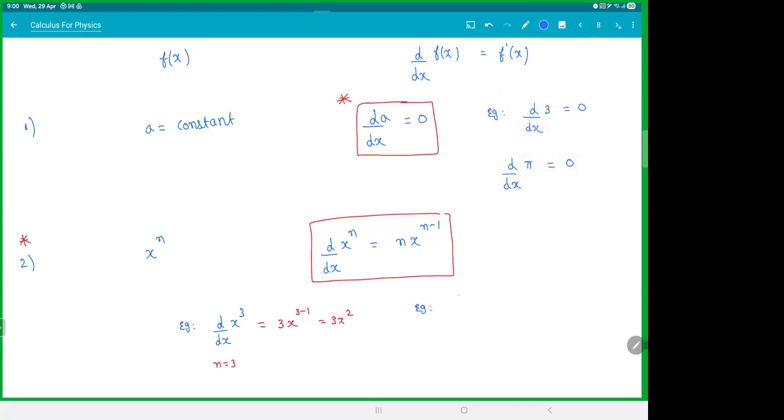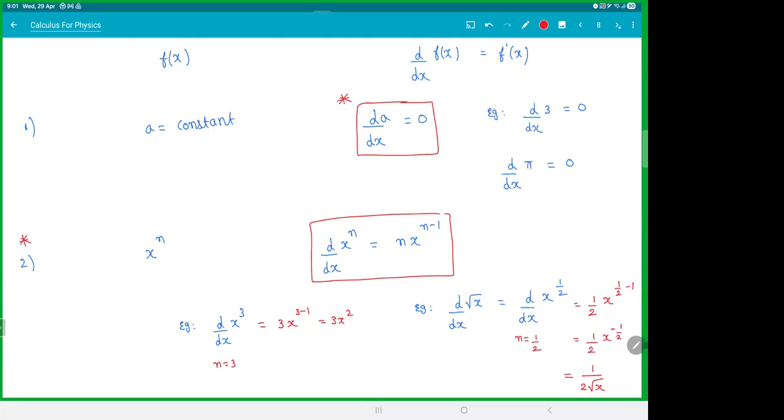Let's take one more example. d by dx of root x. What is root x? x power half. So this looks like x power n, where in place of n you have half. What is the formula here? n into x power n minus 1, that is half into x power half minus 1. So that would be half into x power minus half, which is 1 by 2 root x. x power minus half can be written in the denominator as root x.